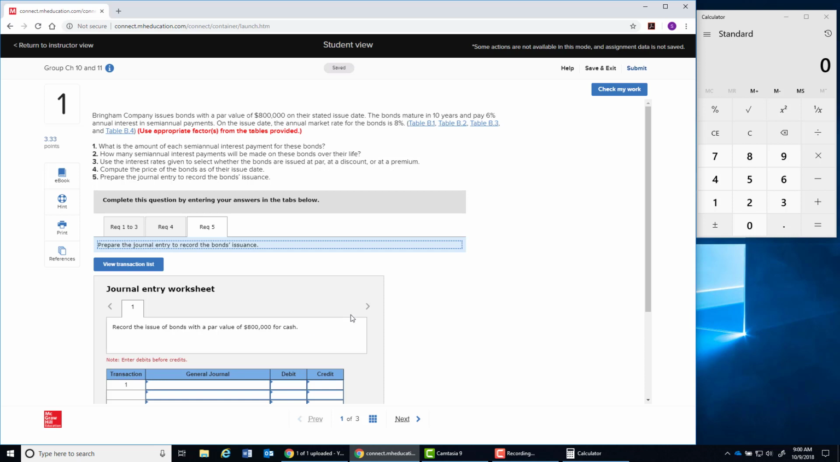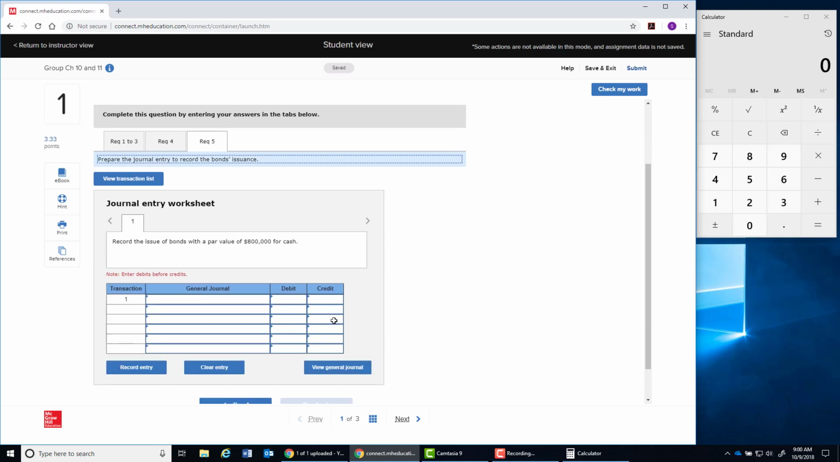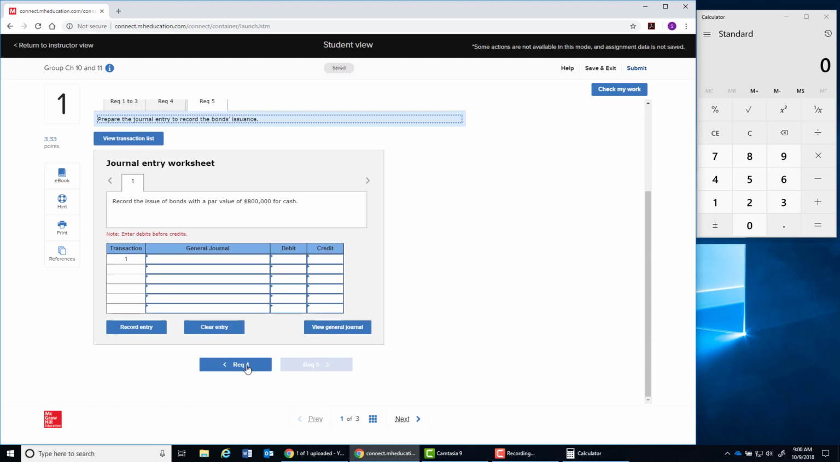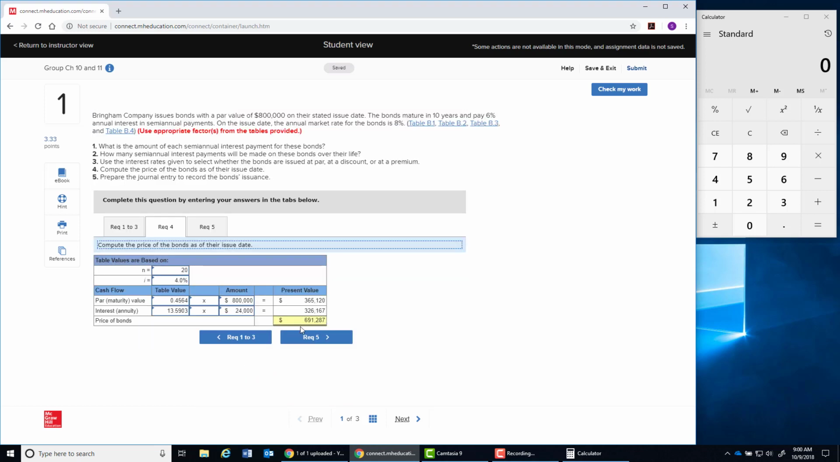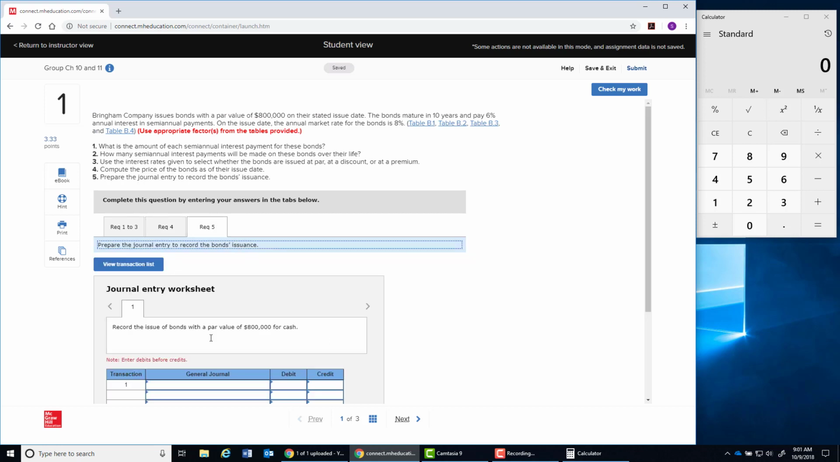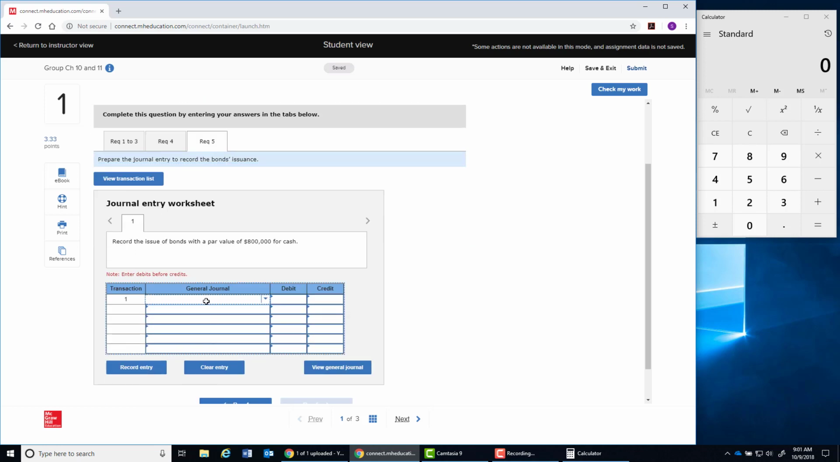All right, so this one is asking us to record the issuance of the bonds, right? Record the issue of the bonds with a par value of $800,000 for cash. Remember, we did this on the discount. First off, how much cash did we get? Well, I think I probably need to go back and look. Let's make sure we know. This is how much we're selling the bond for. It's $691,287. So I'm going to get cash of $691,287.